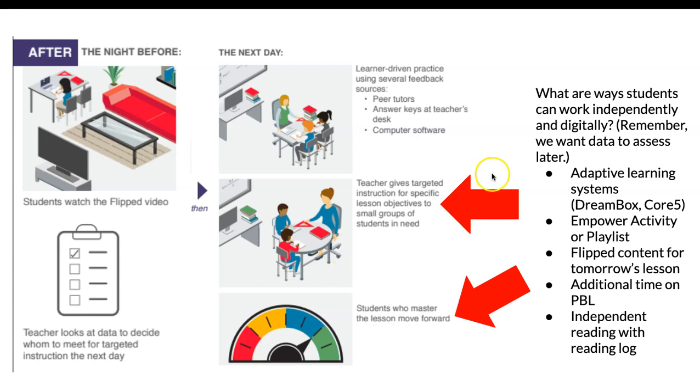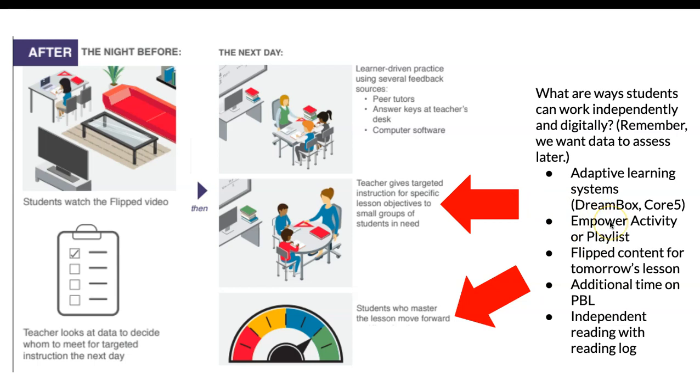Thinking about, for both of these areas, what are ways students can work independently and digitally while the teacher's walking around in these small groups? While certain students don't necessarily need that and perhaps they're moving forward, here are some things to think about. Again, we want to have data to assess later. So they could use adaptive learning systems like Dreambox and Core 5. If you have that opportunity in your environment, that's a great way for students to work while waiting for the small group instruction to begin from the teacher, or perhaps as a moving forward opportunity.